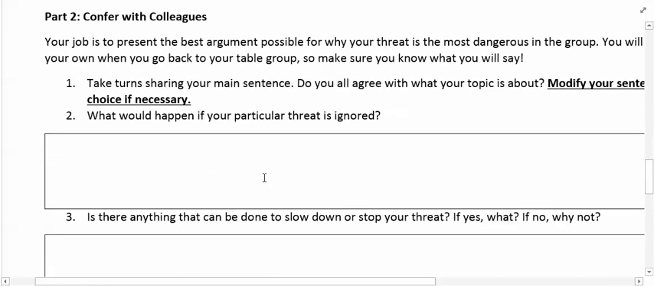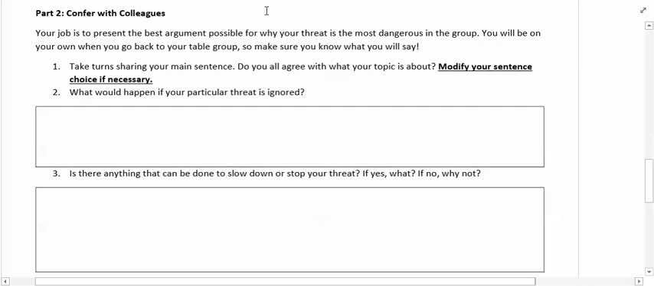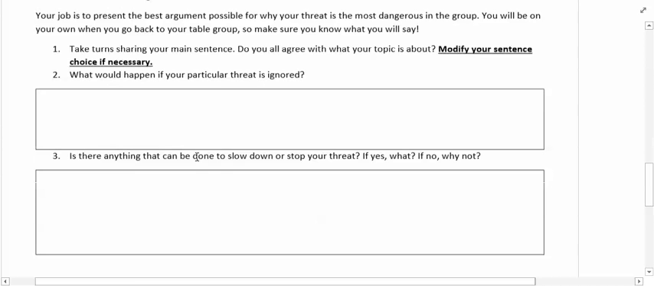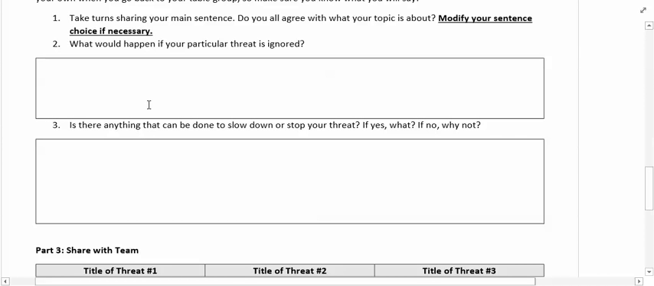The next part is to confer with colleagues. This is where you're going to get together with the other students in the room who did the same threat as you did. So for example, I was just talking about black carbon. You would get together with all the people who did black carbon if you were in my group. And you're going to answer these 2 questions. You're basically going to talk about what you highlighted and how scary it is. You're only going to have a few minutes for this part. And again, Ms. McClure is going to keep you on track with your time. It's going to go fast.